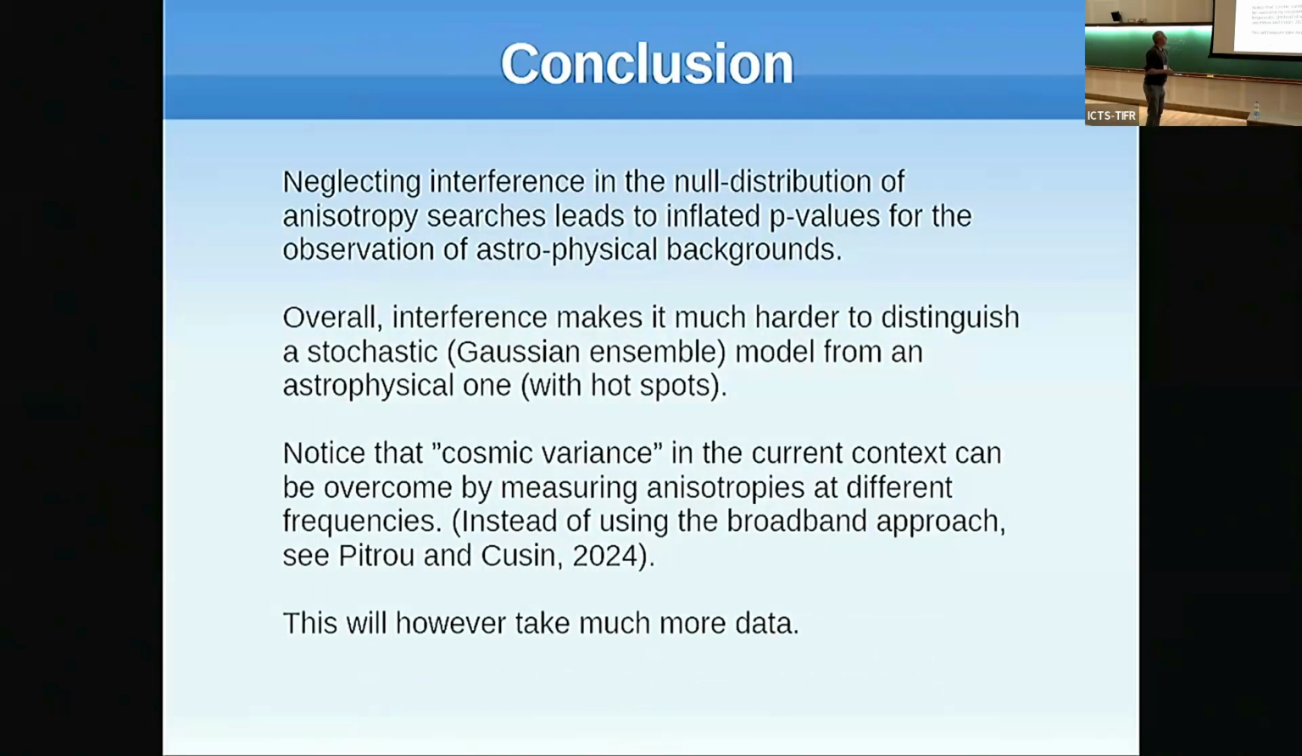Okay, this brings me to the conclusions. So we concluded that neglecting interference in the null distributions seems to lead to inflated p-values. So this should definitely be included. Overall, it's not about including interference. I mean, there is interference, right? So this makes it really hard to distinguish the stochastic Gaussian ensemble from an astrophysical one, for example, in case of hotspots.